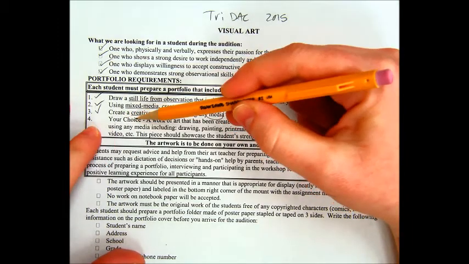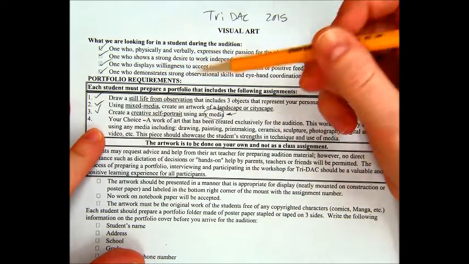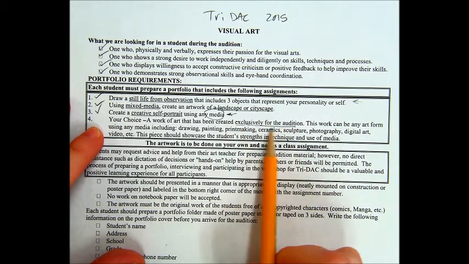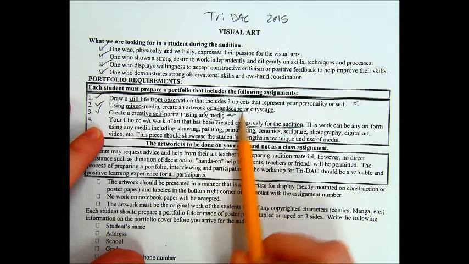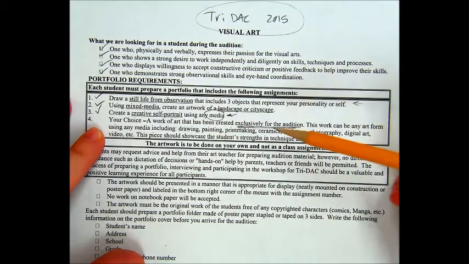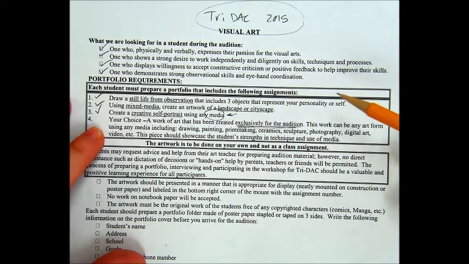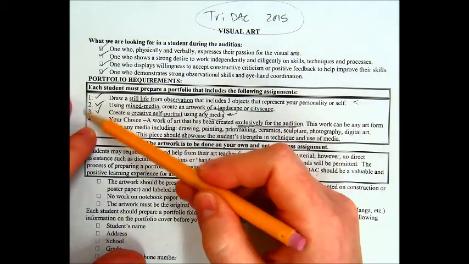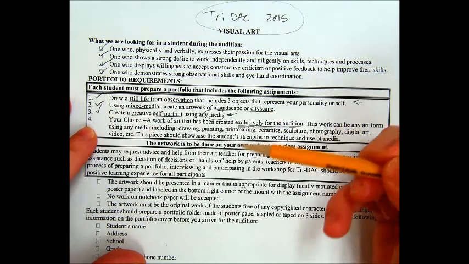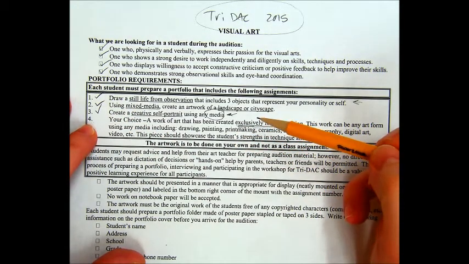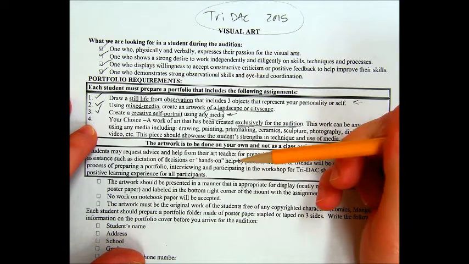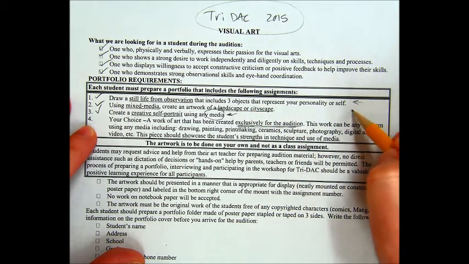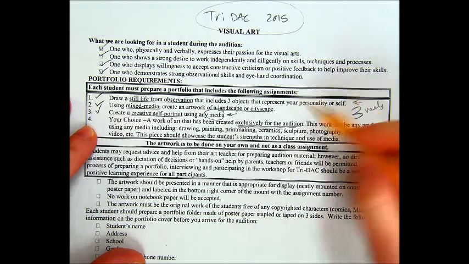Number 4, this is a your choice artwork, so this is a free artwork. A work of art that has been created exclusively for the audition. That means it has to be an artwork that you created for the TriDAC audition, so you have to create it now. It can't be created before. And all of these requirements are so specific that really all 4 of these are going to be artworks that you create specifically for this audition, which is why that time frame, why I showed you the calendar right at the beginning, is so important, because you only have 3 weeks to get these 4 artworks done.